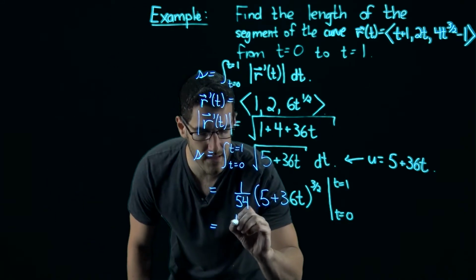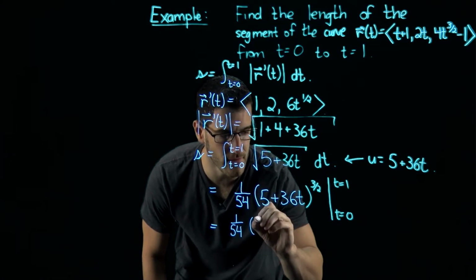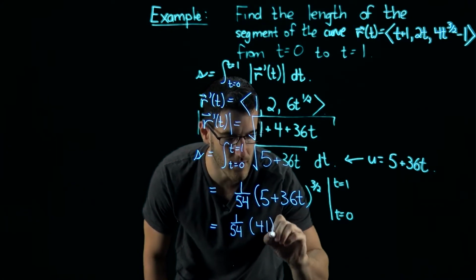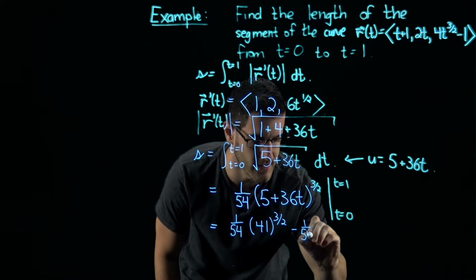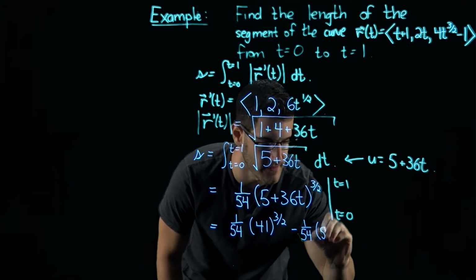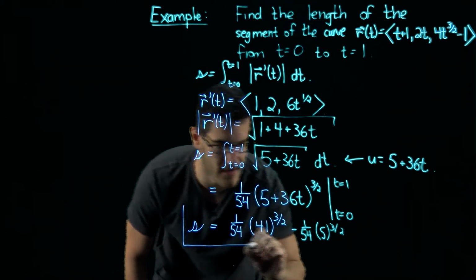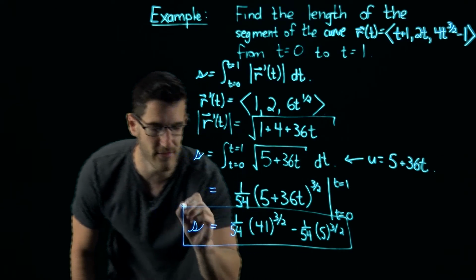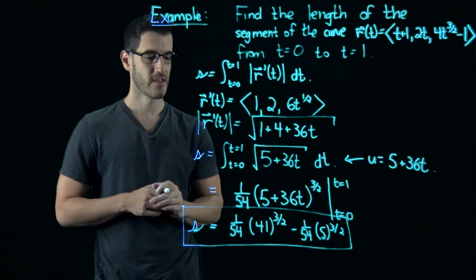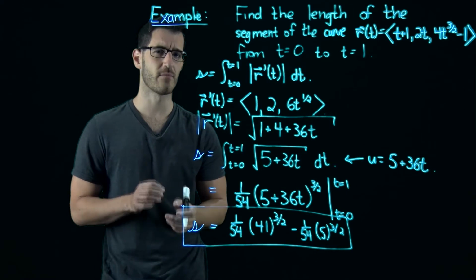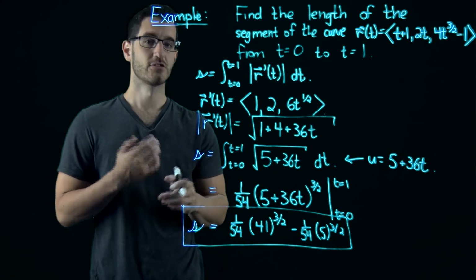If I plug in t equals 1, I wind up with 1 over 54 times 41 to the 3 halves. And if I plug in t equals 0, I wind up with 5 to the 3 halves. And so the length of this curve segment, it's not a particularly pretty number, but it's not that bad to calculate. So this is a pretty prototypical example, but it's one where the actual integration isn't too terrible.